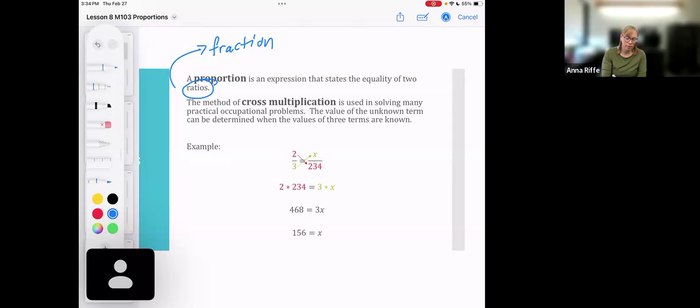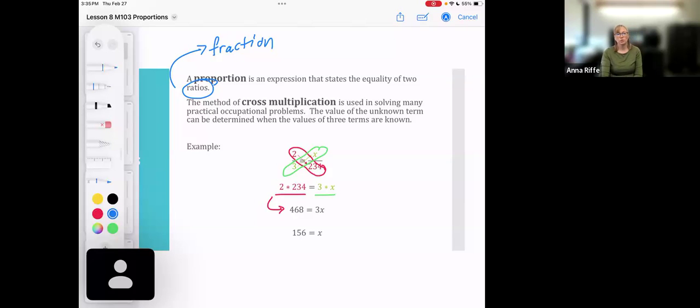Cross multiplication basics is as follows. We are going to multiply the diagonals together. So multiply the numerator of the first fraction by the denominator of the second, and we get 2 times 234 in this case. And then multiply the denominator of the first fraction by the numerator of the second, and we can write that as 3 times x. If we do that multiplication, 2 times 234 gives us 468. 3 times x, we could write as 3x.